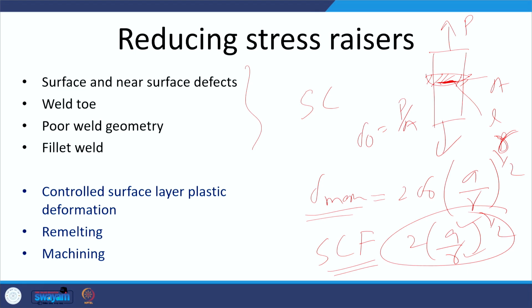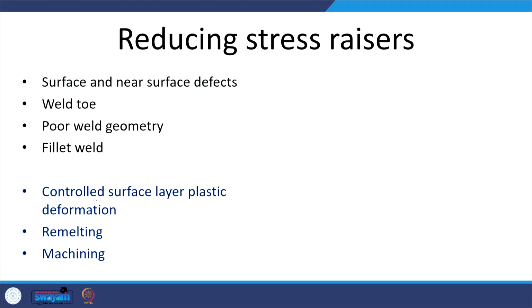And how can we do this? We can do it through controlled surface layer deformation. We can do hammering and peening in the areas where there are irregularities, or wherever the fillet radius is very fine at the weld toe. We can also do the remelting of the weld toe area or the surface layers of the weld bead to eliminate any defect.